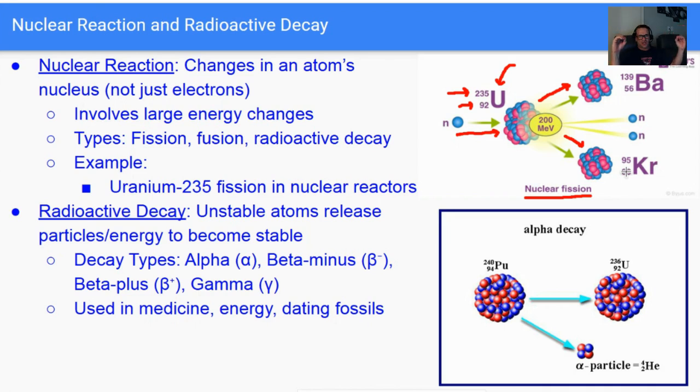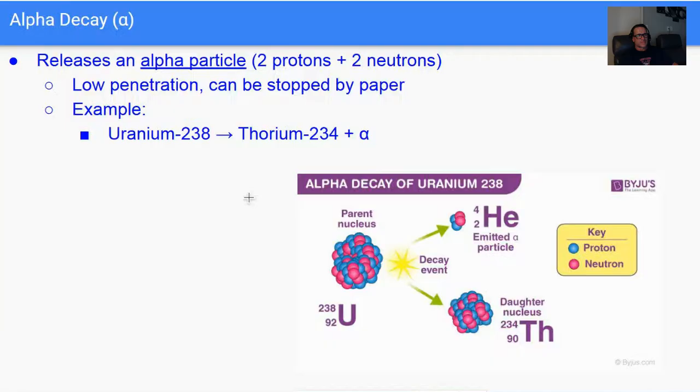Nuclear fusion is when you have 2 smaller atoms that squeeze together to make a larger one. So fission is splitting apart, and fusion is coming together to become bigger. Then we're also going to go over radioactive decay and the 4 different types. You have alpha decay, which will be the next slide. You have 2 different types of beta decay, beta minus and beta plus, with beta plus also called positron emission. And there's also gamma radiation. We'll go over these and then we'll be done.